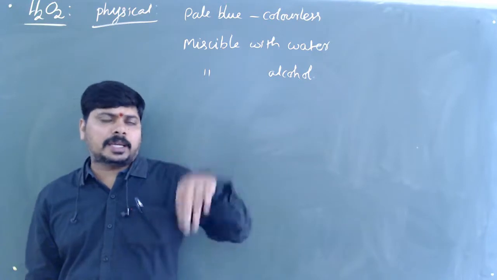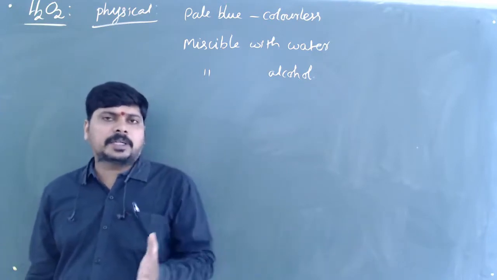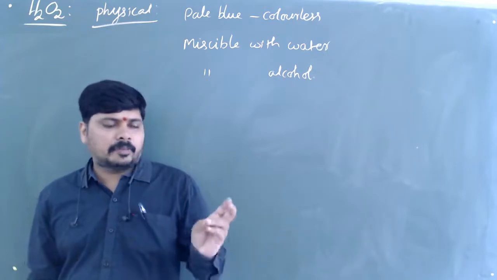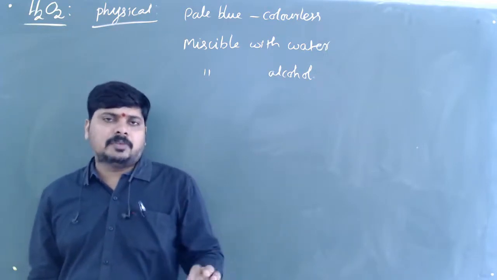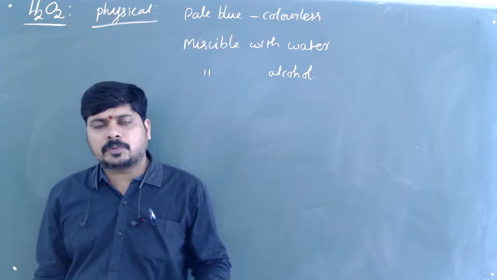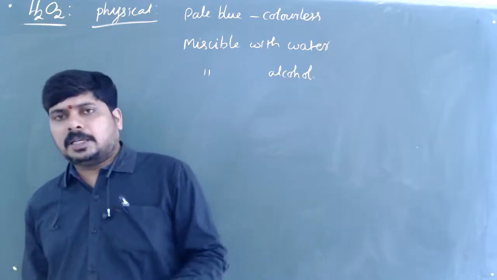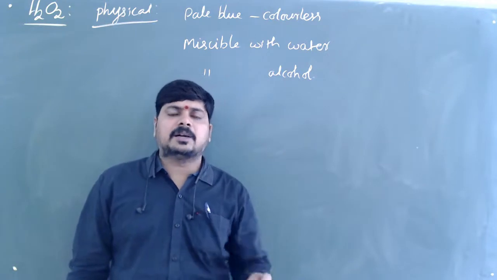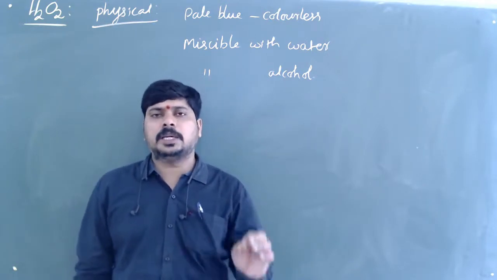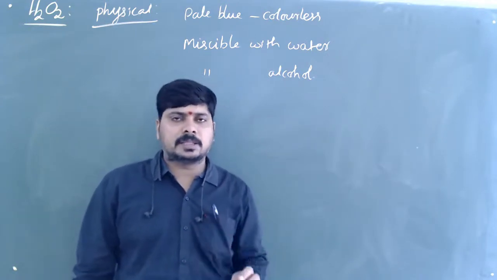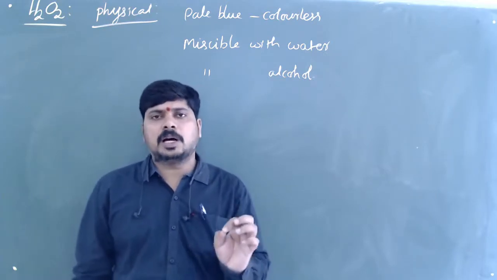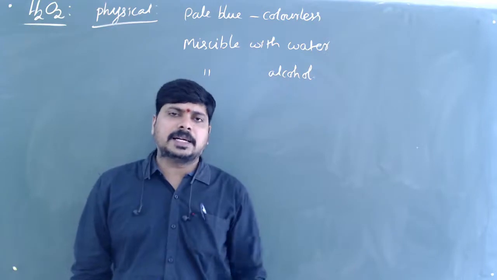But broadly we can say all properties are more for H2O2, like boiling point, viscosity, density, whatever you are taking, it is going to be more for H2O2. But the dielectric constant of H2O2 is going to be lesser, and for the conductivity there will be a small variation.